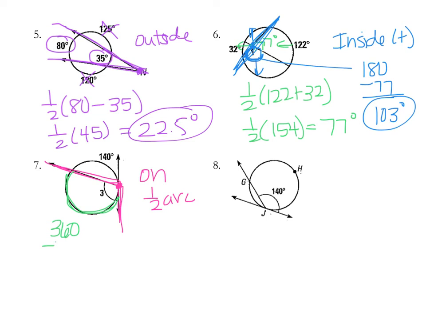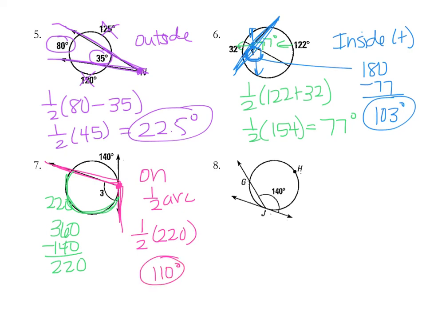So I have to do 360 minus 140 to find what that missing section is. That missing section is 220. And then we go back to the formula. I know because we're on the circle, I only have to take half of the intercepted arc, which is the 220. And that's going to be 110. So for ones that are on, again, you don't have to do any adding or subtracting.